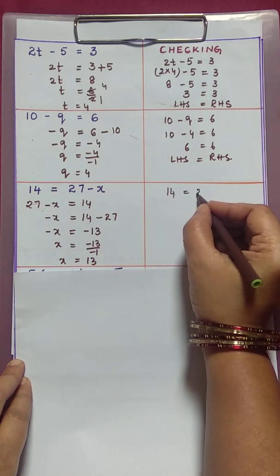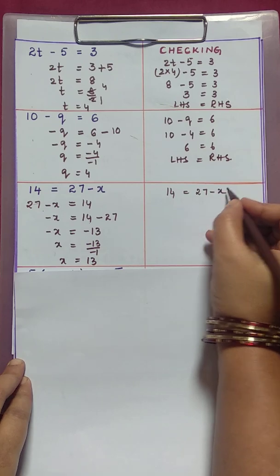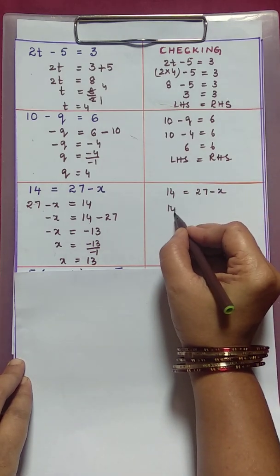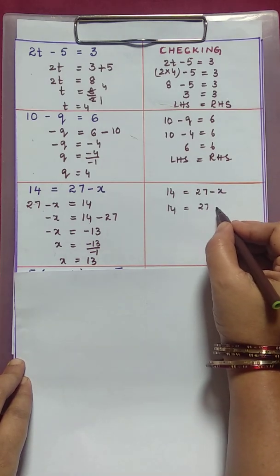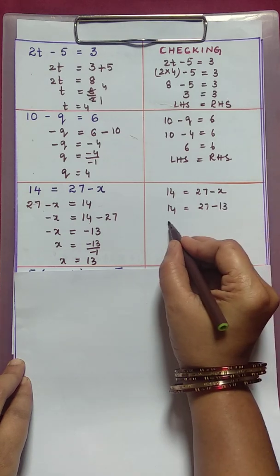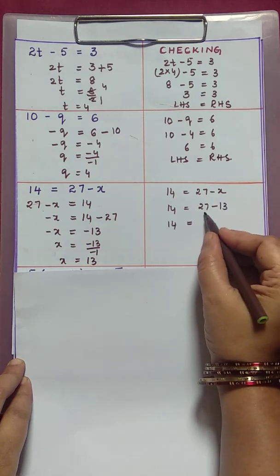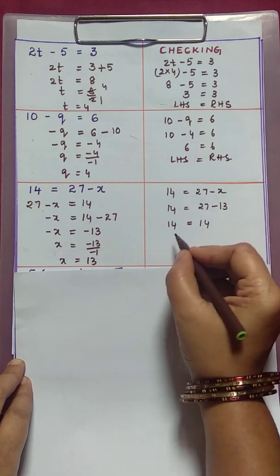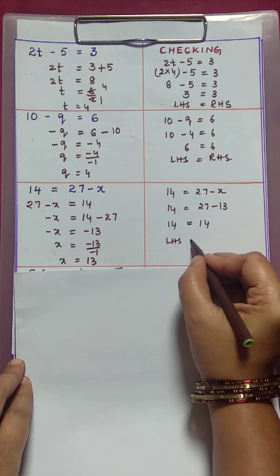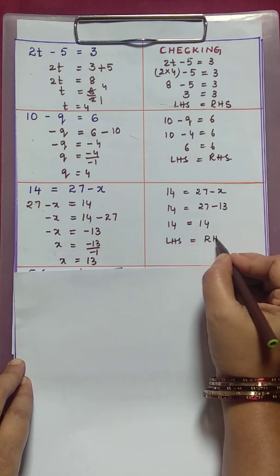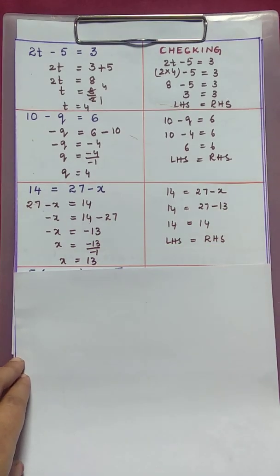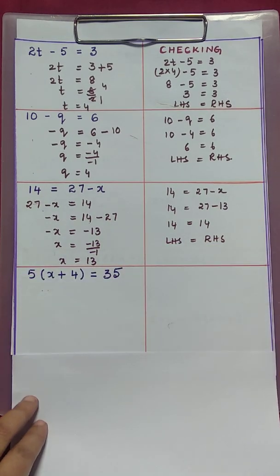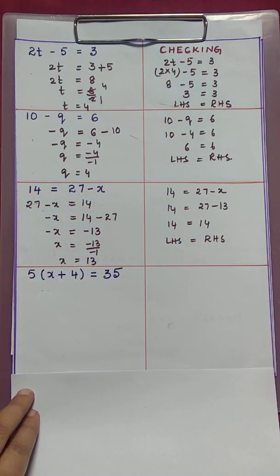14 is equal to 27 minus x. Now 14 is equal to 27 minus 13. 14 is equal to 27 minus 13, 14. So LHS is equal to RHS. So the value 13 satisfies the equation. Now let's do another equation. Let us solve another equation.